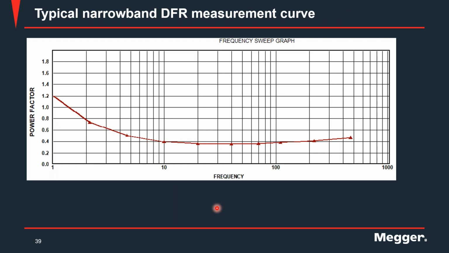So let's talk about a typical DFR measurement. A narrowband version of the DFR is carried out by us between 1 Hertz to 500 Hertz, and at different points, power factor values are measured. By joining those data points, we get a DFR curve. Now, this is what a typical curve looks like. It's more or less horizontal with a little bit of a dip in the middle frequencies, and it has a tip up in the lower frequencies, which depends on the state of the insulation.